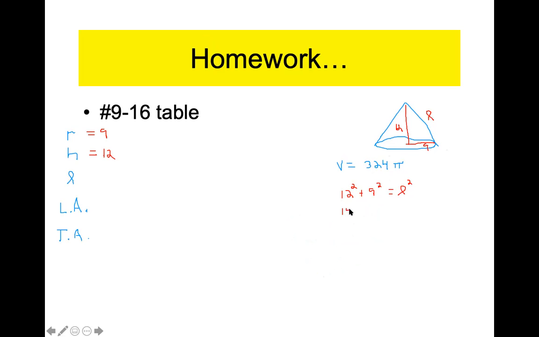So that's 144 plus 81, and that equals L squared. Add those two. 1 plus 4 is 5. 8 plus 4 is 12. Carry your 1. And 1 plus 1 is 2. So 225. Oh, look at us. Another perfect square. You remember 225? Take the square root of both sides. And L is equal to 15.